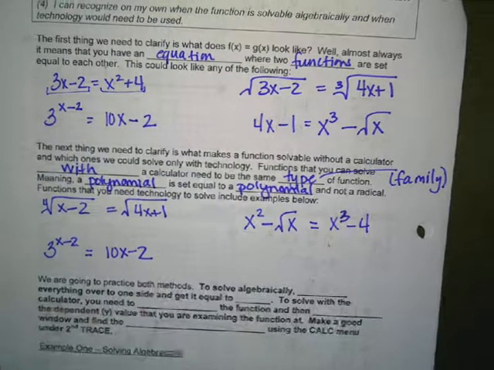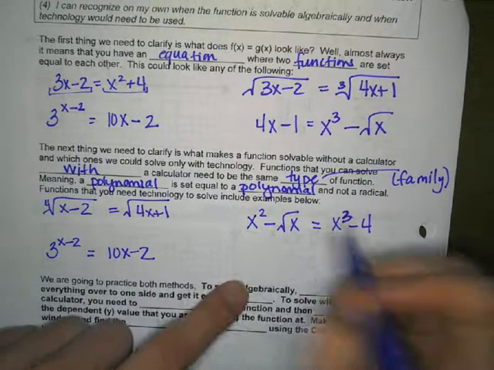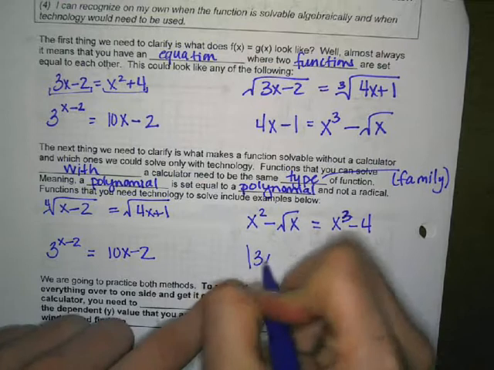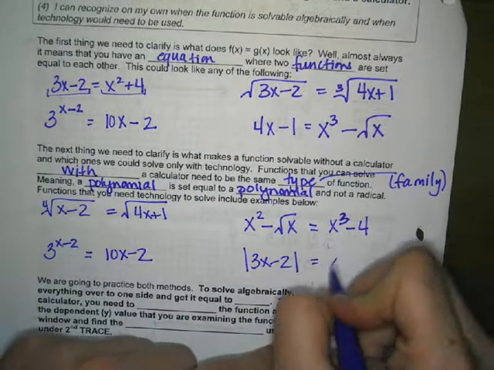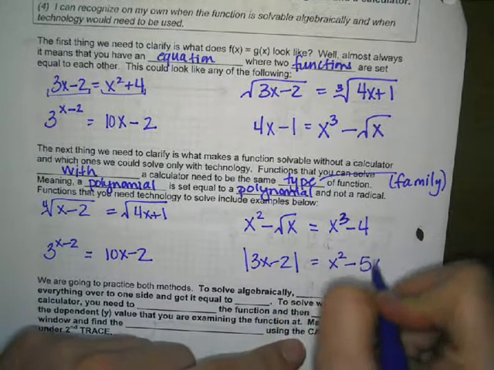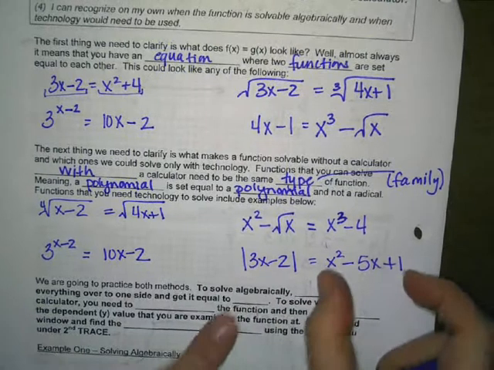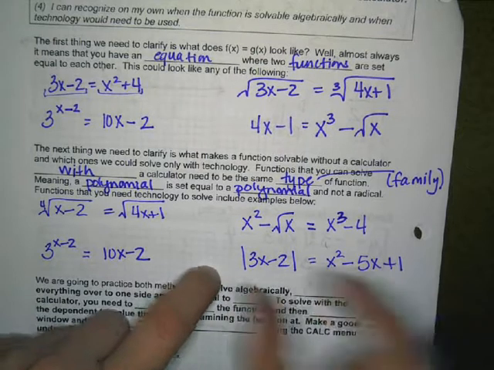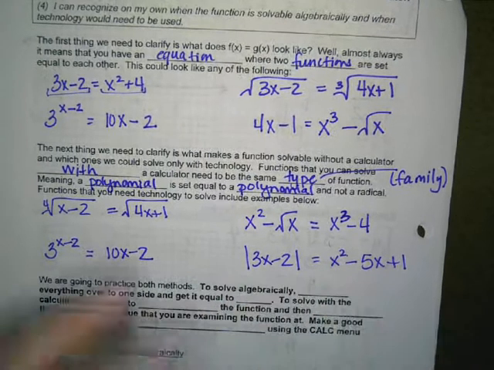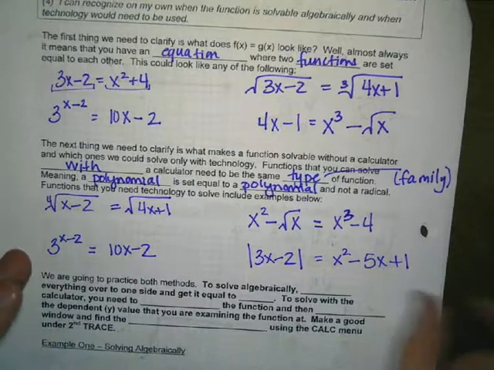And let's do one more. Let's do the absolute value of 3x minus 2 equals x squared minus 5x plus 1. Again, we have a polynomial, but it's not the same family as absolute value functions. So because they're not the same family or the same type, we normally cannot solve easily algebraically.